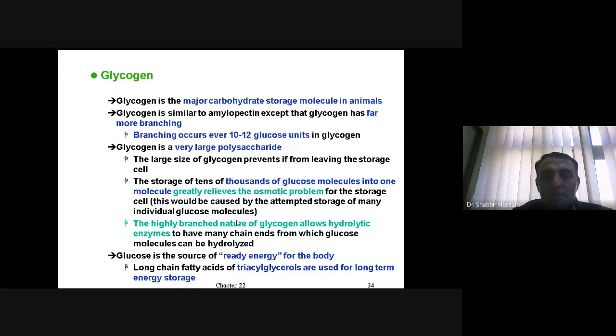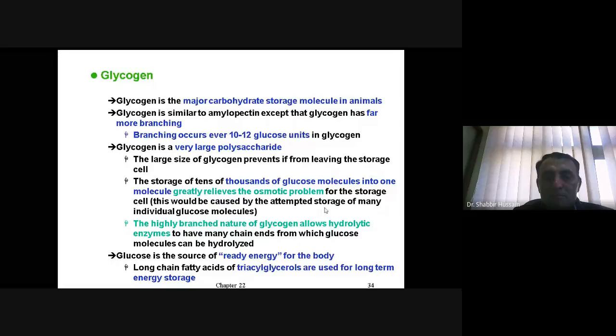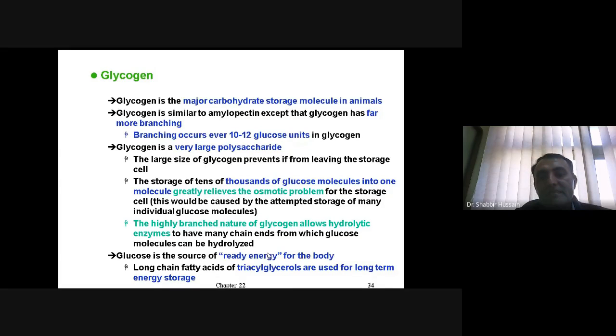और दूसरा, the highly branched nature of glycogen allows hydrolytic enzymes to have many chain ends from which glucose molecules can be hydrolyzed, right? अब as we know that glycogen को हम as directly इस्तेमाल नहीं कर सकते हैं. ग्लाइकोजन दोबारा ग्लूकोज में इस्तेमाल होता है और ग्लूकोज इज द सोर्स ऑफ रेडी एनर्जी फॉर द बॉडी. हम जो इस्तेमाल करते हैं अपनी एनर्जी के लिए वो ग्लूकोज है.